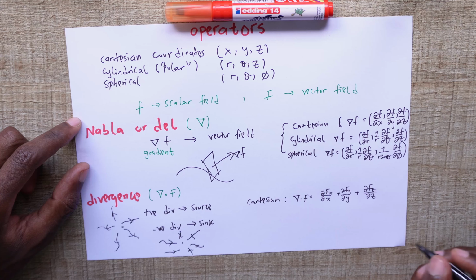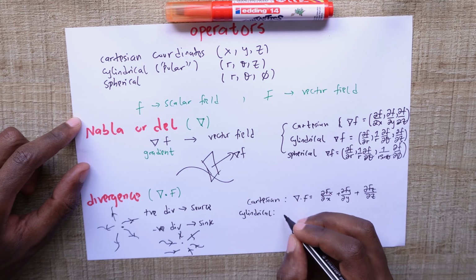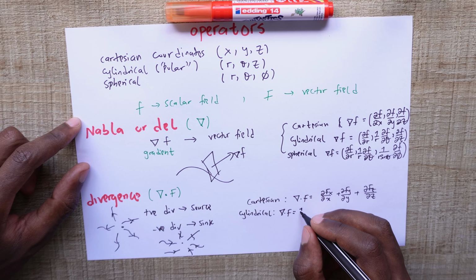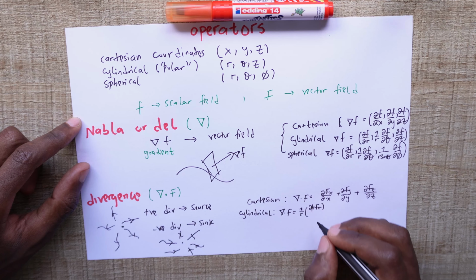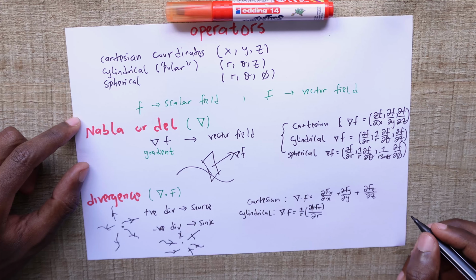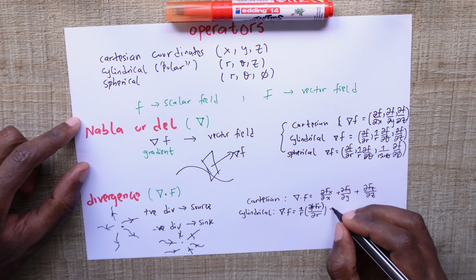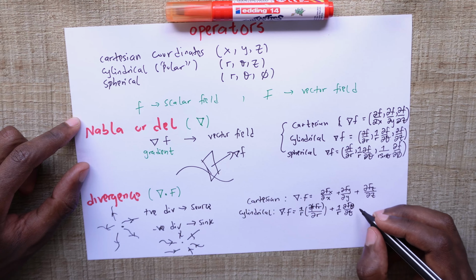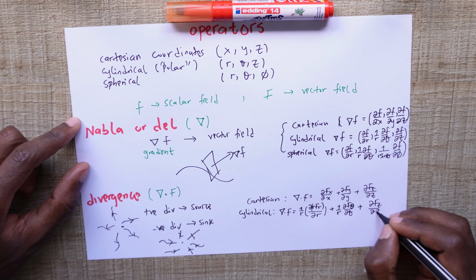If you're in cylindrical coordinates, then Nabla dot F becomes 1 over r del r Fr del r, plus 1 over r del F theta del theta, plus del Fz del z.